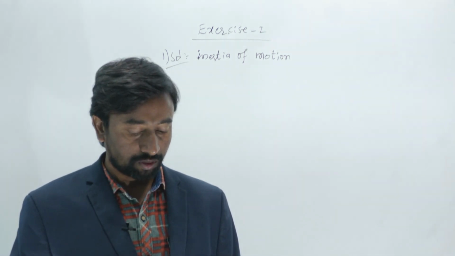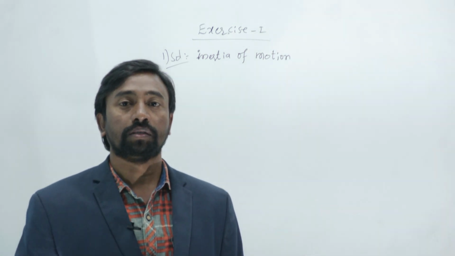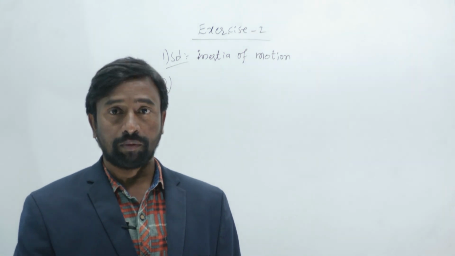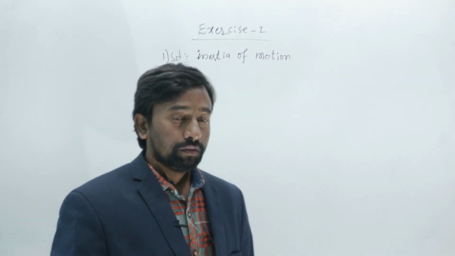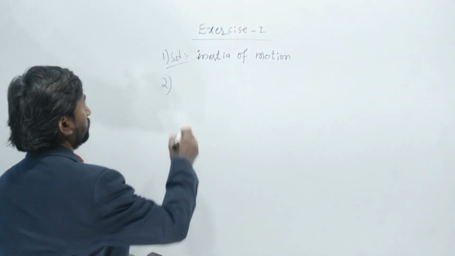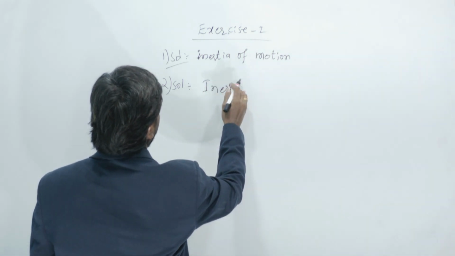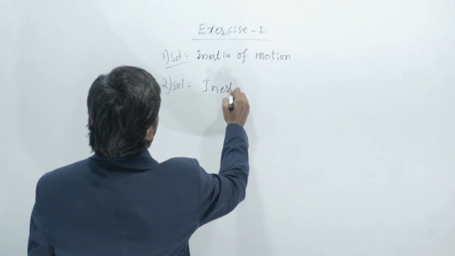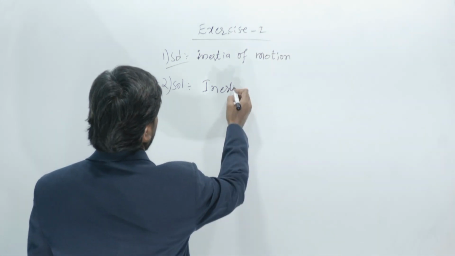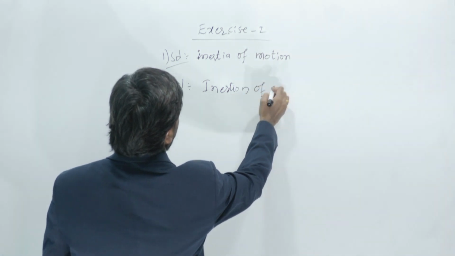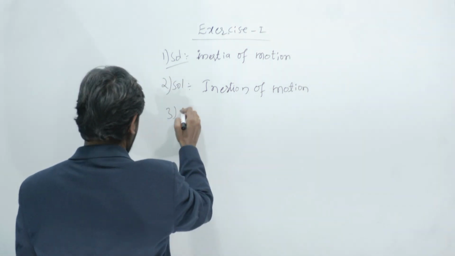Passengers in the bus fall forward when the bus stops suddenly. That is inertia of rest. So the second answer is inertia of rest. The passengers fall forward because of inertia of rest. Now the third one.